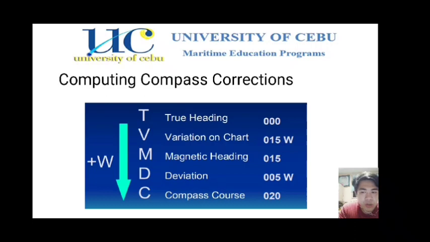Next is the variation on charts, magnetic headings, deviations, and compass course. So the true heading is 000. The variation on chart is 015 west. The magnetic heading is 015 and the deviation is 005 west. And the compass course is 020.